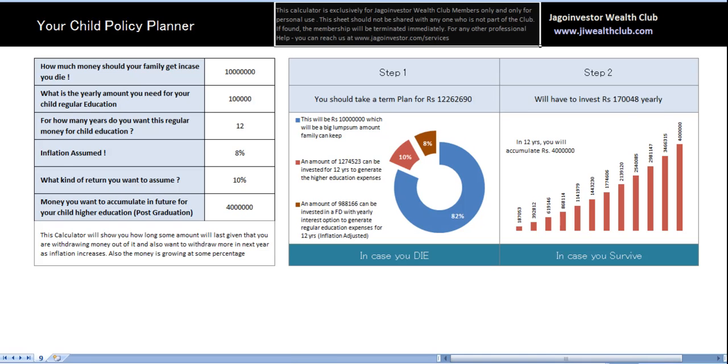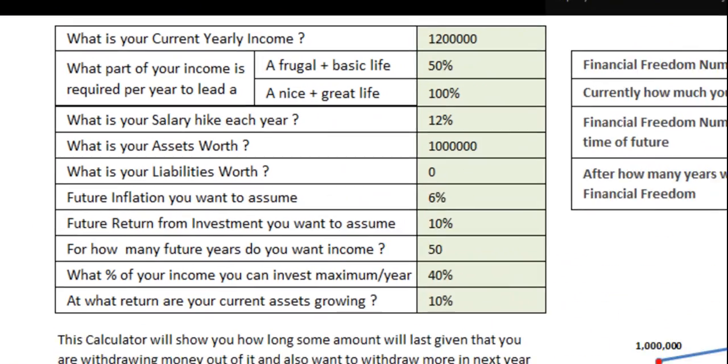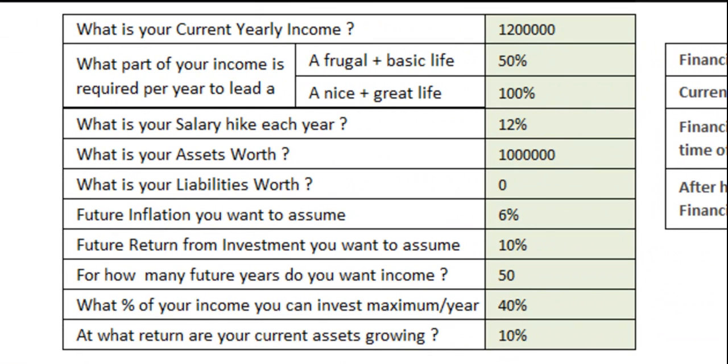So I'll move to the next one. Just play around with this calculator. The next one is the financial freedom calculator. This is a pretty interesting calculator, and we call it the financial freedom calculator because we are assuming that you will achieve financial freedom when you are not earning, when you do not have to work for money. So what is that situation, and when will you be able to achieve that financial freedom?